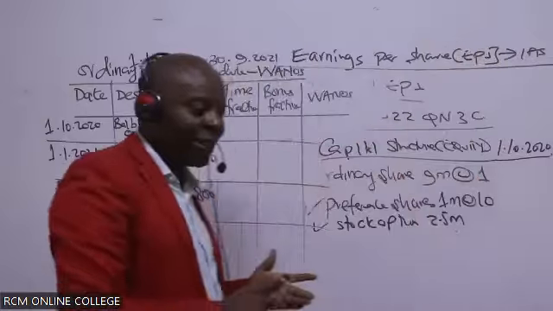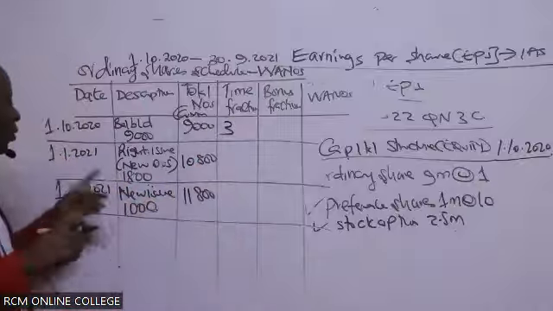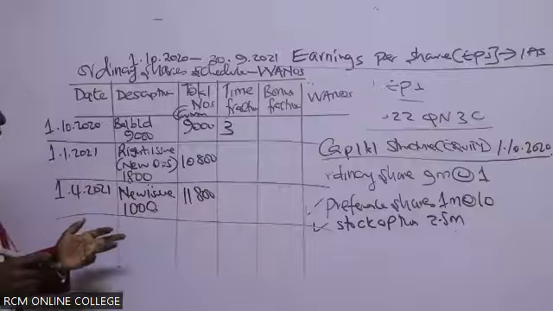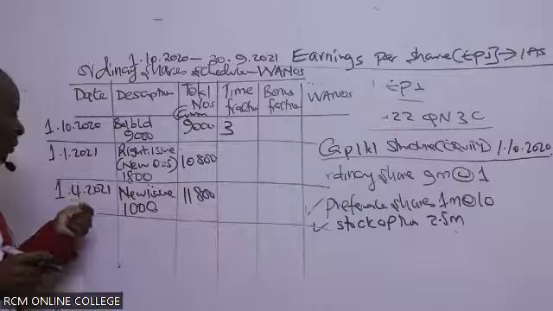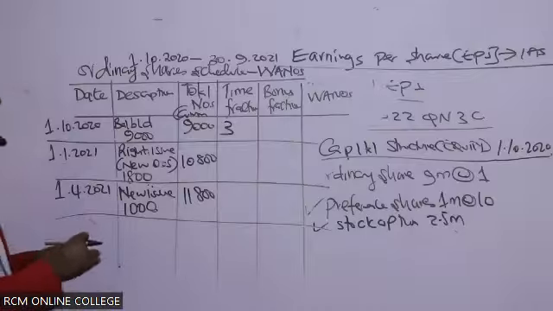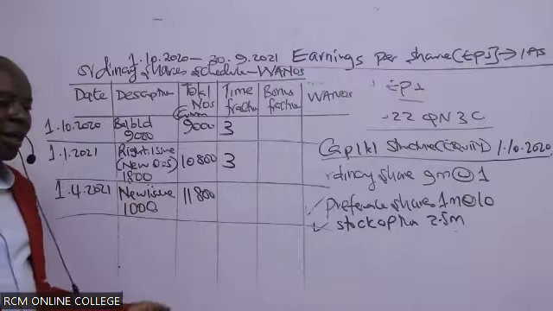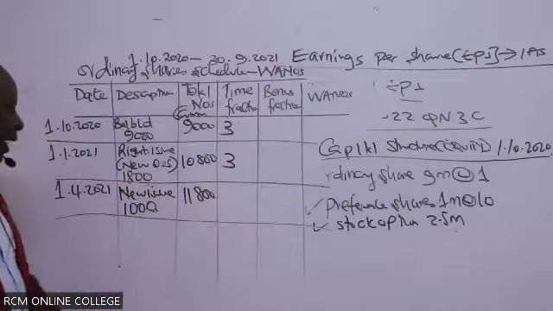There are 3 months. How about from here to here? You have to count the whole of January, so we have January, February, and March. Don't count April because April has just begun. 3 again. Then this being the last transaction for the year, we shall count all the months from here to the end of the year.